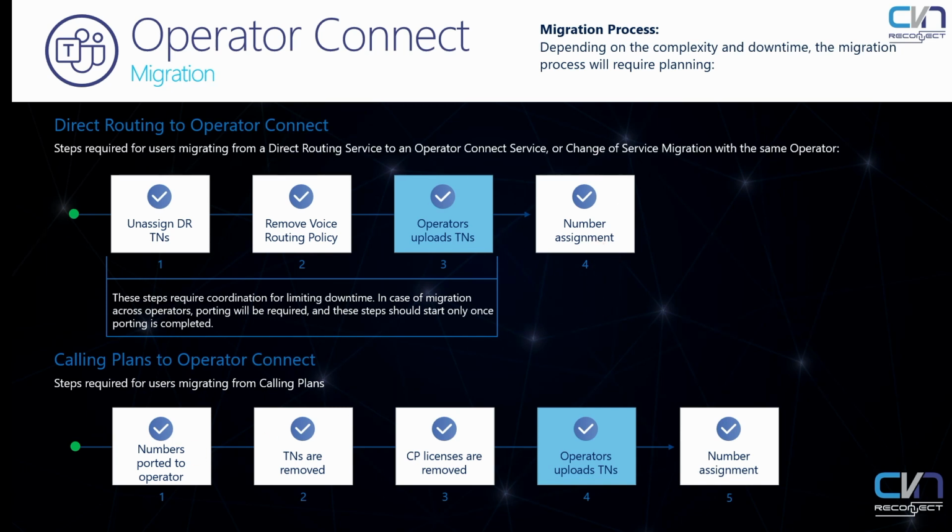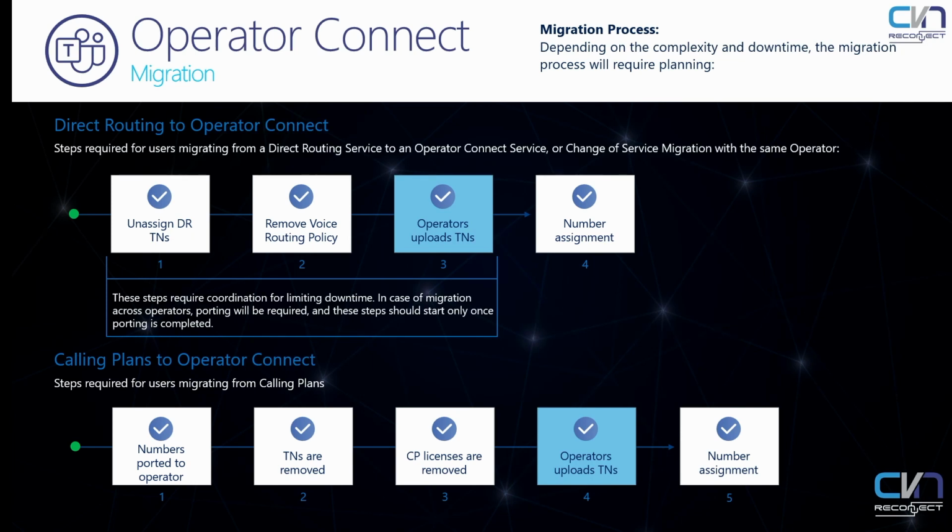Coming from calling plans, it's a similar process again. Start your port. There's going to be downtime at the time of port. At the time of port, remove your numbers from your users and call flows. Remove your calling plan licenses. These can take some time to decommission. And then you're going to have to wait until that port completes.